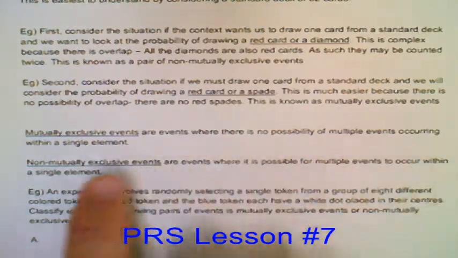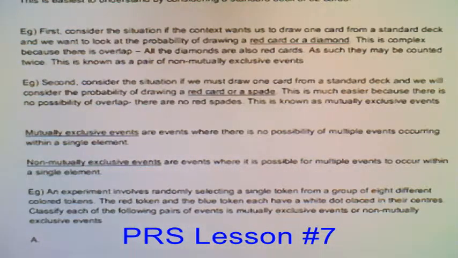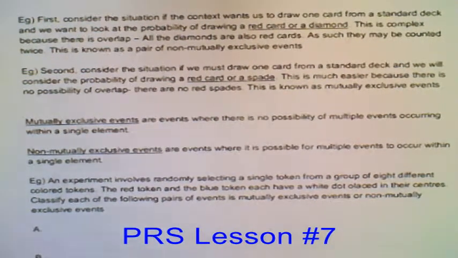Mutually exclusive events are events where there is no probability of multiple events occurring within a single element. You can't make both happy. That's the red card and the spade. You can't get a red card that is also a spade. It's just not possible. Non-mutually exclusive events are events where it is possible to have both of them happy at the same time. It is possible to have multiple events occurring within one single element. I look at one thing and it's both.